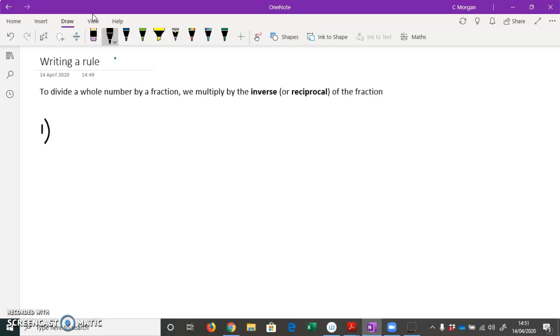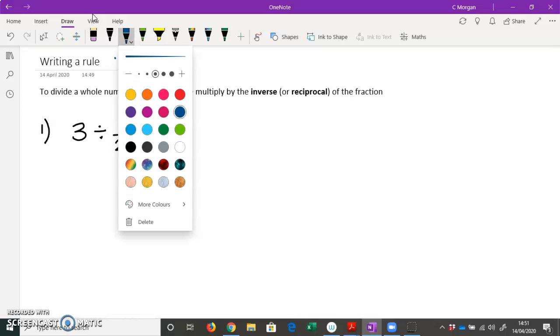So why don't you have a go at this question? You can pause it after I've written down the question, and you can have a go. So I want to know what 3 divided by 1/2 is. Have a go, you don't have to draw the diagram.